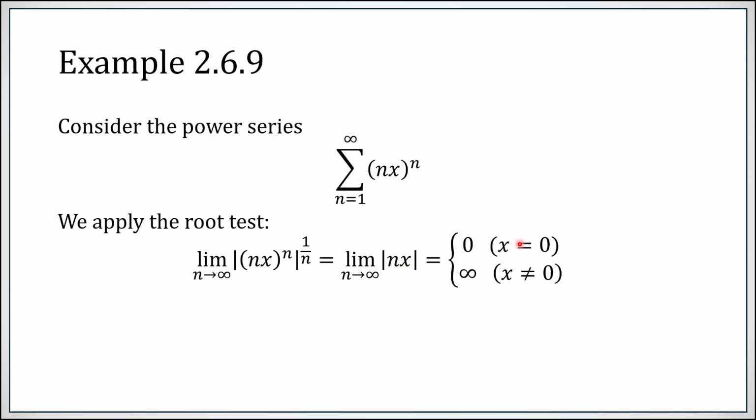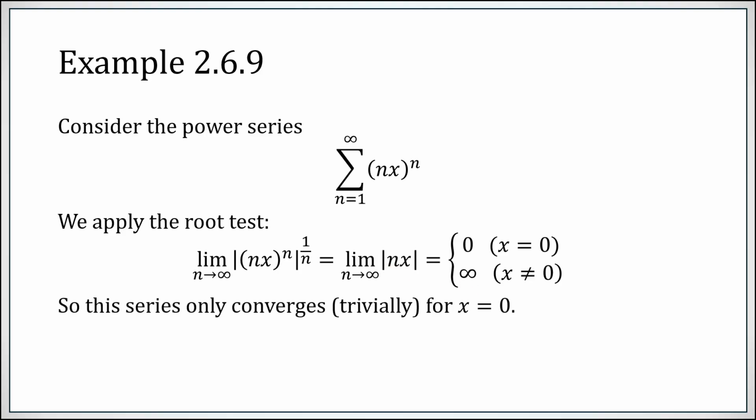Well, if x is 0, you just get 0 here as a constant. But if x is anything other than 0, the absolute value of x is a positive number, and I multiply it by n as n goes to infinity, that goes to infinity. So the only value of x for which this series can converge by the root test is 0. For every other value of x, it diverges by the root test.